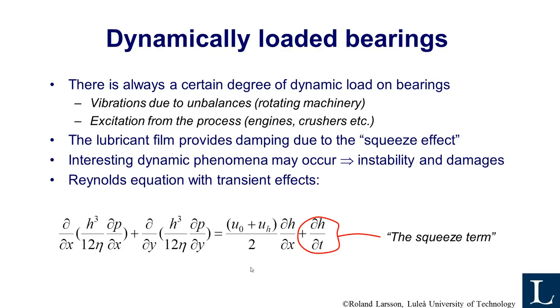Then it's very good to have the damping effect of the journal bearing, because due to the squeeze effect, the oil is squeezed and has some resistance to being squeezed out from the film. It provides good damping. But the mechanism of the bearing, the lubricating effect of the bearing, may also cause instability. So even if it's a very good damper, it can still be unstable.